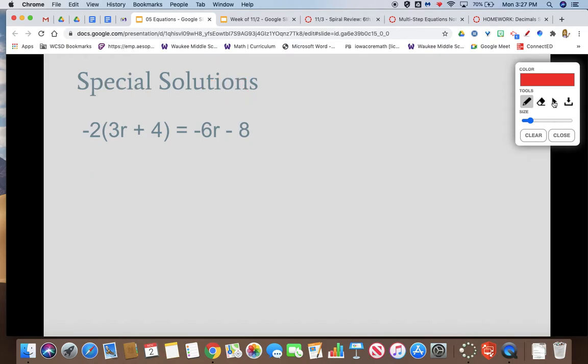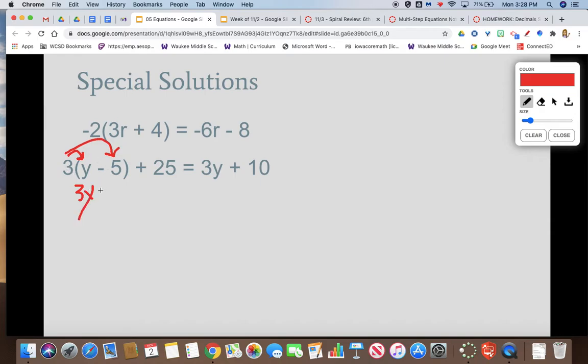Let's try another one. 3 times the quantity of y minus 5 plus 25 equals 3y plus 10. Let's start by using distributive property and solving like we would a typical multi-step equation. 3 times y is 3y.